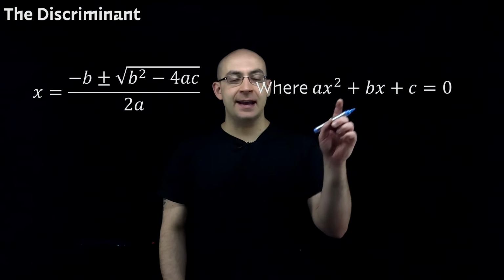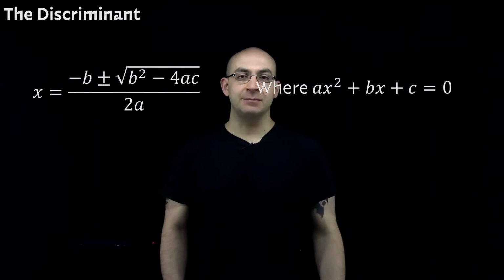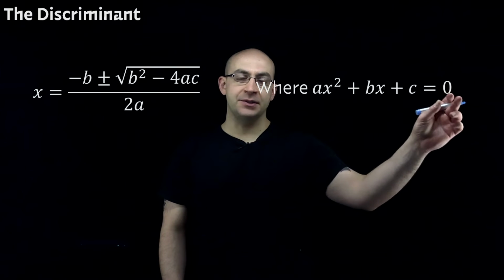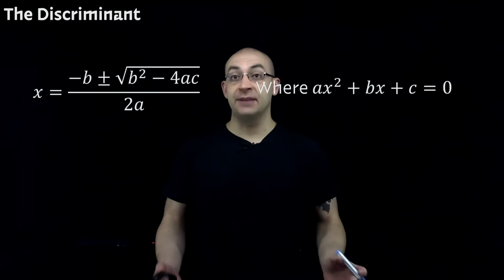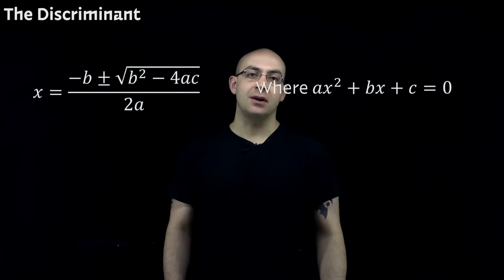And this is where ax squared plus bx plus c equals 0. Sometimes you're going to have a value over here to the right hand side. You just want to move it over if we're using the quadratic formula to solve.